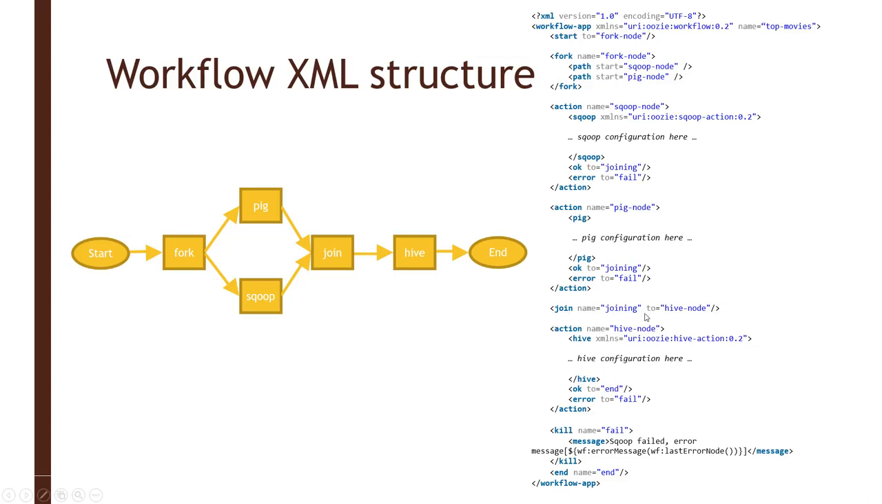And once it's done, it will have a to property that says where to go next. So at this point, we're going to go to our Hive node, which is another action. And this contains a Hive configuration that would contain information about exactly what Hive script to run. And when that's done, it's going to go to end, or if it fails, it will go to fail. So you can see that if we do fall through to fail at any point, it will just print out a message and kill itself. And the end node is just the end node. It's a special end type that says that Oozie is done with this workflow.